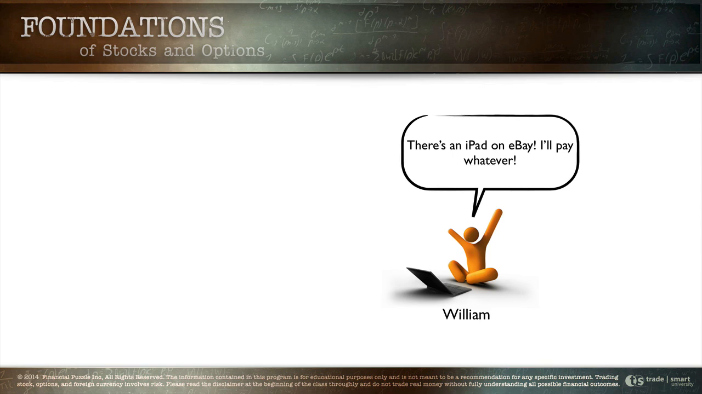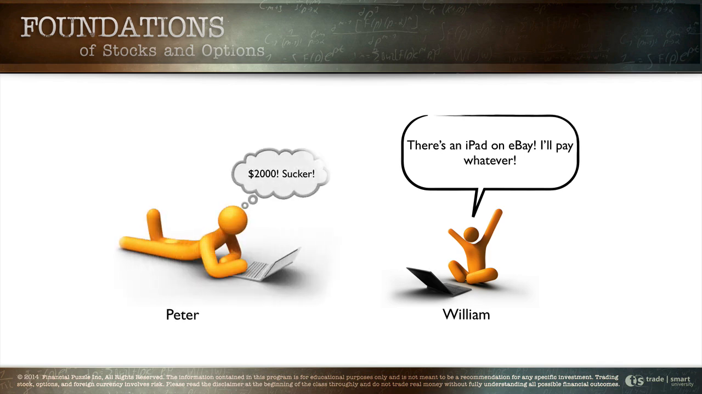And there's William. William sees the iPad. He says, I'll pay anything. And he starts bidding, and so does Sarah and Robert and Dave and Jane and Pete and whoever else camped out overnight to try to get an iPad. Before you know it, they've run the price up. The auction closes. Boom. $2,000. So now they have paid too much for the iPad.